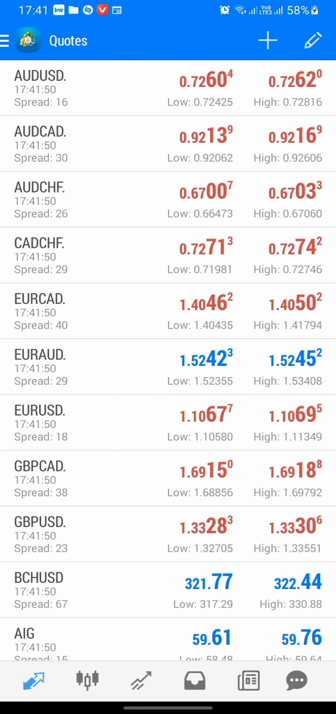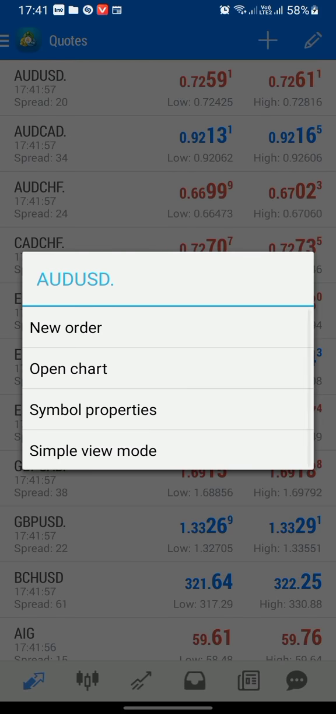Okay, you've seen where your codes are. Let's select one currency pair. You can click and hold, or press and hold. You will see new order, open chart, symbol properties, simple view mode. What you're gonna be doing most is placing new orders and opening the charts. Symbol properties is not really that important, but you can take a look for educational purposes.